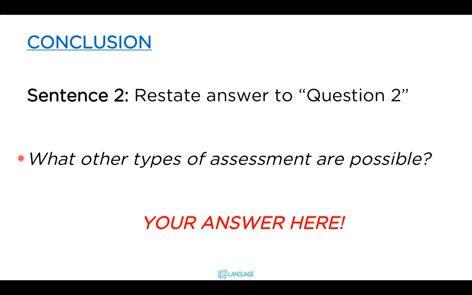Jo Marie has said, role-playing and creative works are some of the other possible ways in assessing students other than traditional exams. Good, fine, good, well done. Again, we don't want to introduce new ideas into our conclusion. We're just restating what we wrote in our introduction. That's 2 minutes and 30, another 30 seconds to write your final sentence.